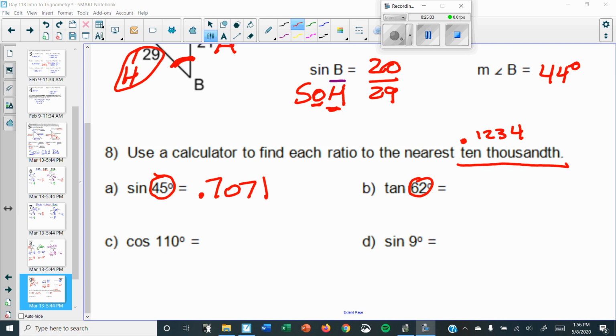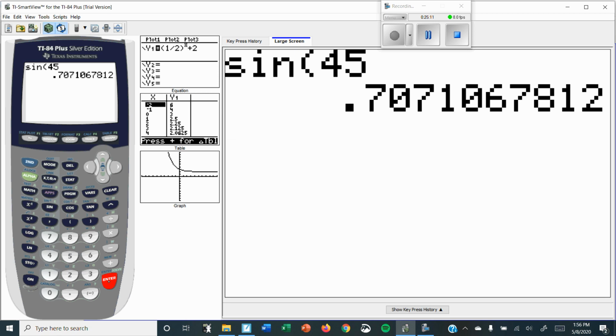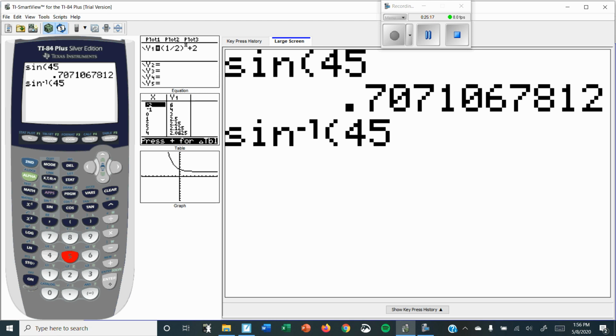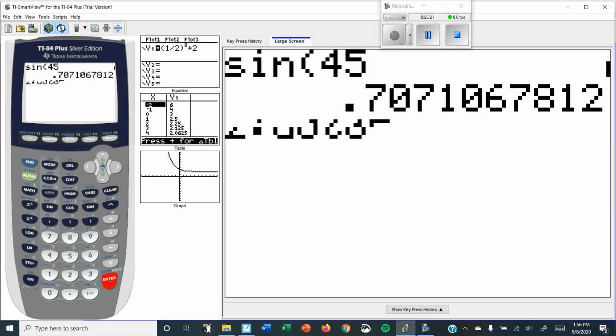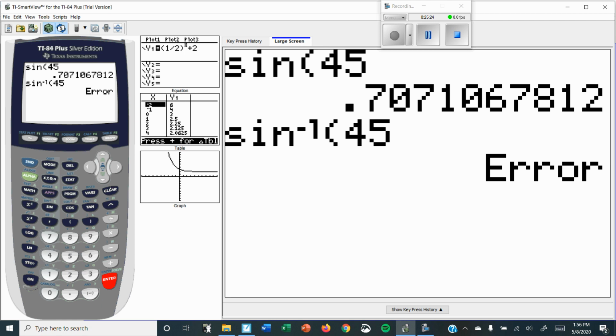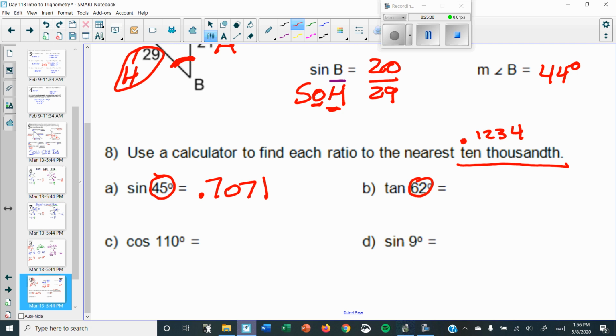Okay, now here's how you know which button to press. Like I just said, sine of 45 was the right answer because they gave us the angle and we wanted to find the trigonometric ratio. You know it's not second sine because look what happens when you try to do second sine of 45. Yeah, an error message. You think that's right? I don't. So that should tell you which button to press, because if you're getting error messages, you probably pressed the wrong version of sine.